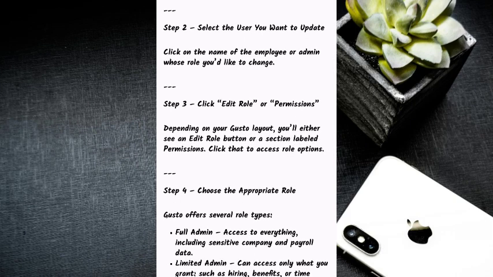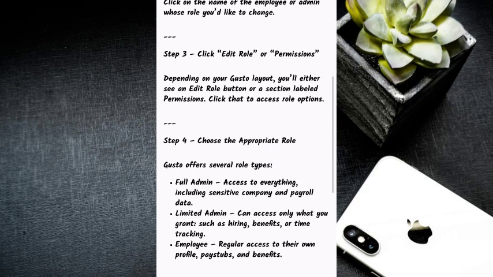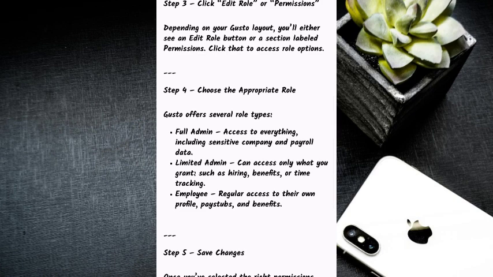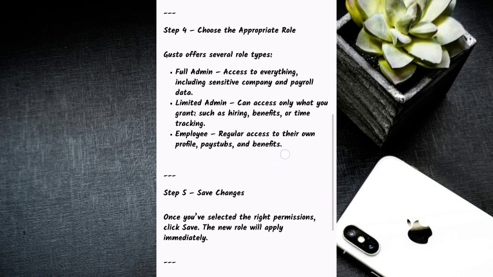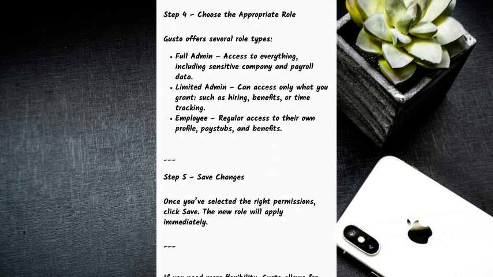Step 4, choose the appropriate role. Gusto offers several role types, from full admins to limited admins to employees. So go ahead and choose the appropriate role. And step 5 is to save changes. Once you've selected the right permissions, click save and the new role will apply immediately.